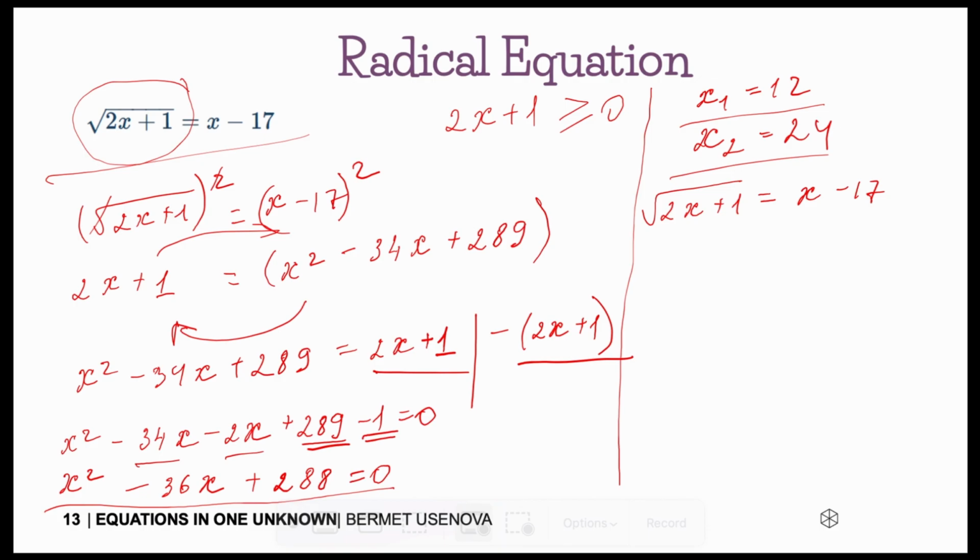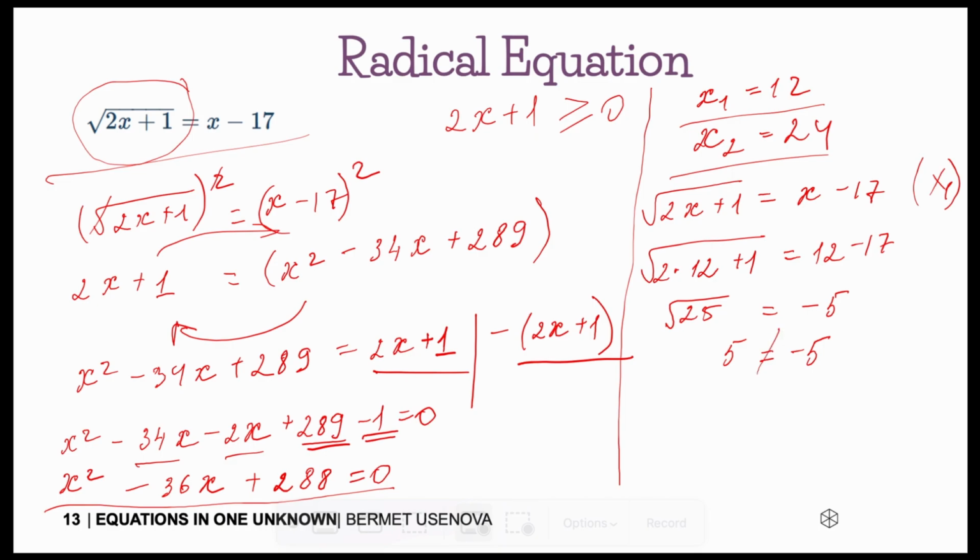So we need to check them. We put them back. For example, we want to check for x1. Checking for x1, we end up with the square root of 2 multiplied by 12 plus 1 equals 12 minus 17. So here we will have the square root of 25, and here we will have minus 5. So this is an untrue statement. The square root of 25 is 5. Hence, this answer is not valid.